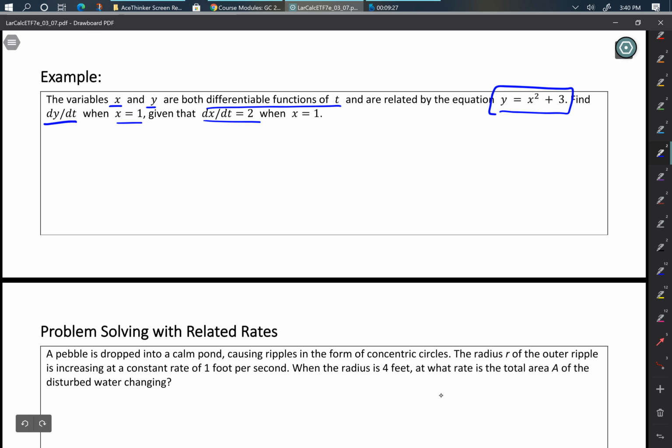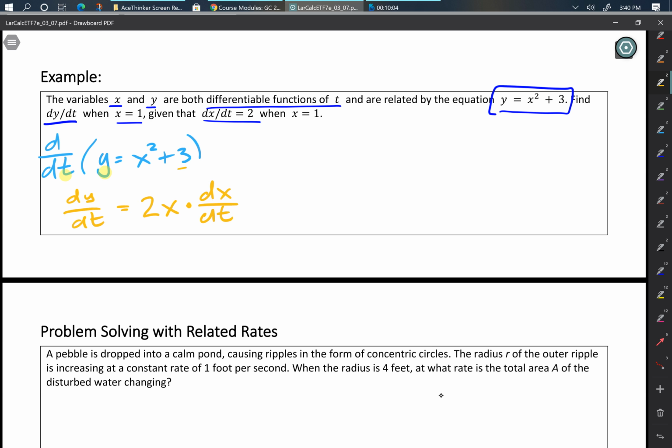So the first thing I'm going to do is differentiate with respect to time. On the left-hand side, obviously the variables don't match, so that's just going to give me dy/dt through implicit differentiation. On the right-hand side, the derivative of x squared with respect to t is going to be 2x times dx/dt, and then the derivative of 3 is just 0. So here's my derivative with respect to time. Here is the part of the derivative that I'm asked to solve for. I'm asked to find, or to solve for, dy/dt.